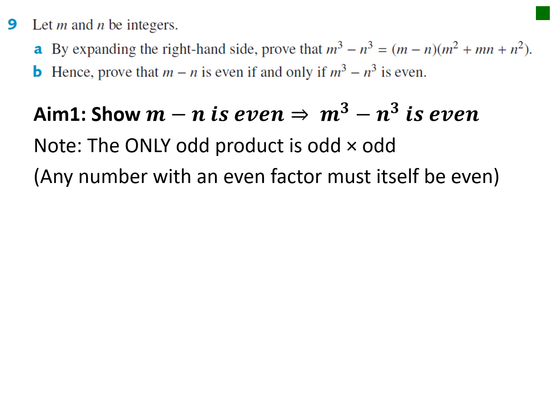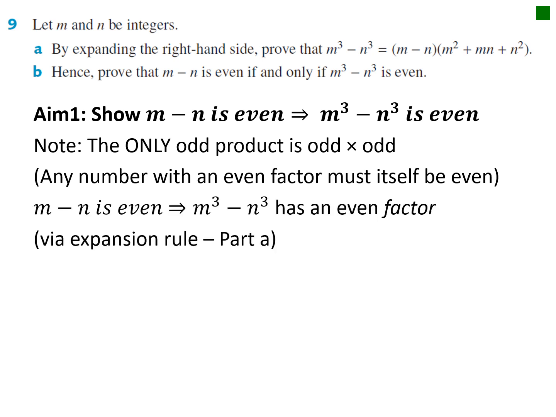All right, so as you can see from the above equivalence, if m minus n is even, then we can see m minus n is a factor in m cubed minus n cubed. In other words, m cubed minus n cubed has an even factor via that expansion rule, and therefore m cubed minus n cubed is even. Okay, implication in one direction, not a problem.